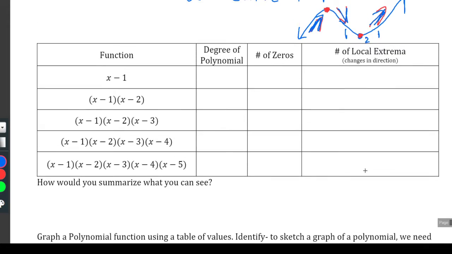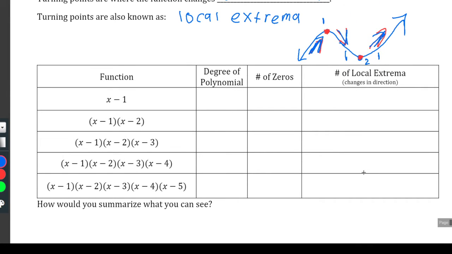When we see a function with a degree, our first one is a degree of 1. We all know x minus 1, if we were to graph that, it's just a line. It'll have one point where it crosses the x-axis. But it has no local extrema, or it never changes direction because it's just a straight line. Never curves, never changes. When we have a polynomial with a degree of 2, we know that's our parabola. It has 2 zeros, and it changes direction once. As you know, that's our U shape.